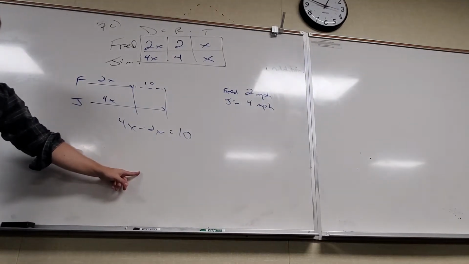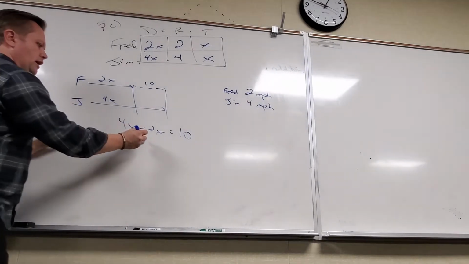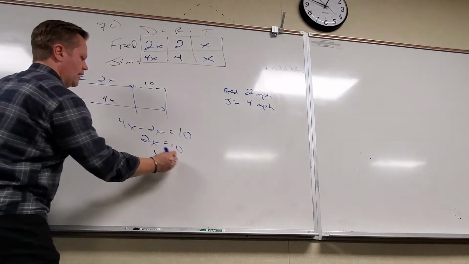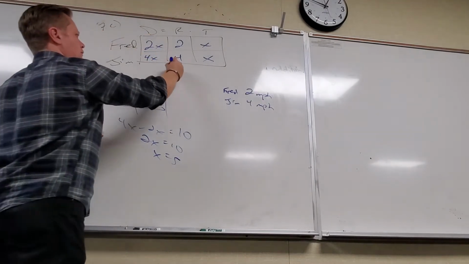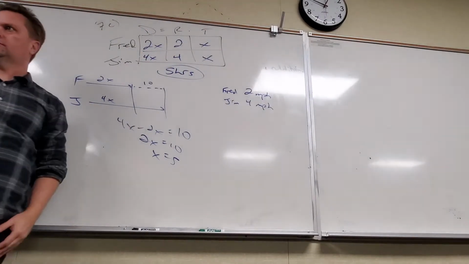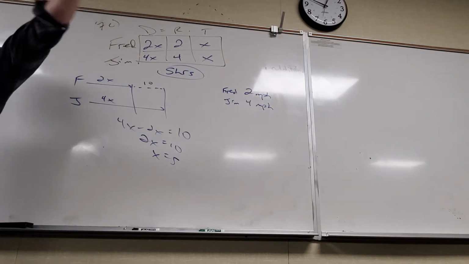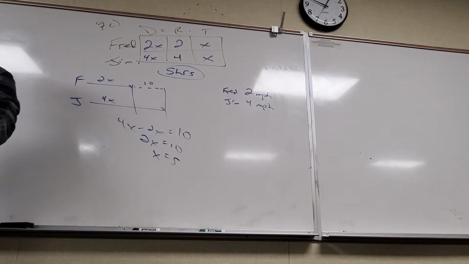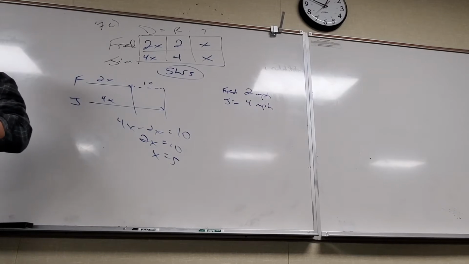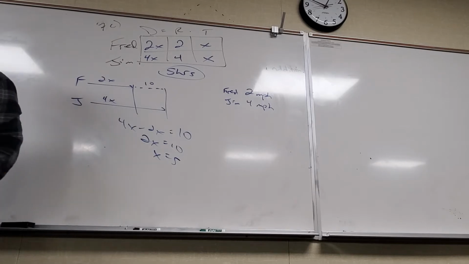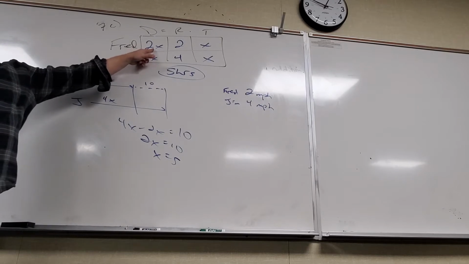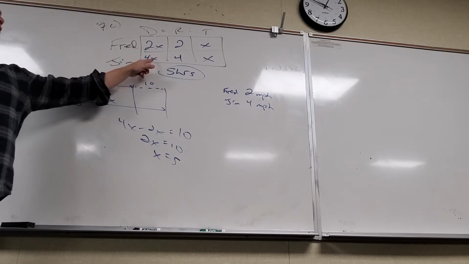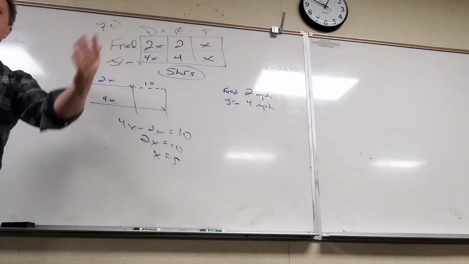You get 2x equals 10. x is 5. What does x represent? Time. So how long were they both going? 5 hours. Done. So 5 hours later, they'll be 10 miles apart and very tired. And then you could replace the 5 and figure out their distance if you wanted to, but I didn't ask for that. At 5 hours, how far did Fred go? 10 miles. Jim, 20 miles, and that's a 10-mile difference. I love it.